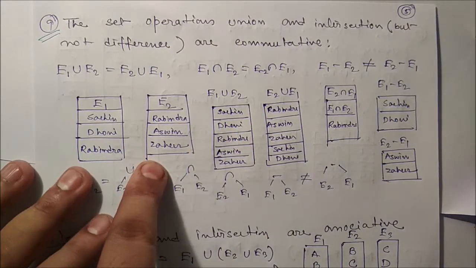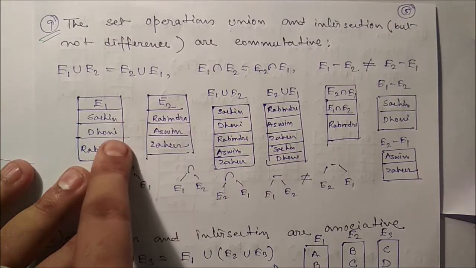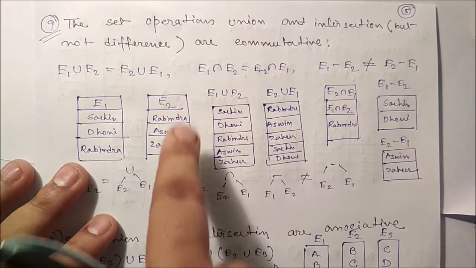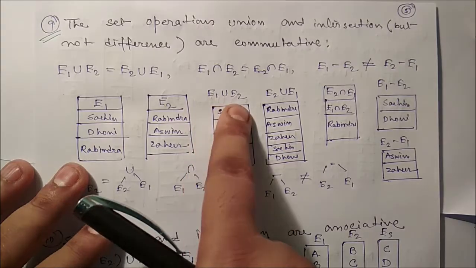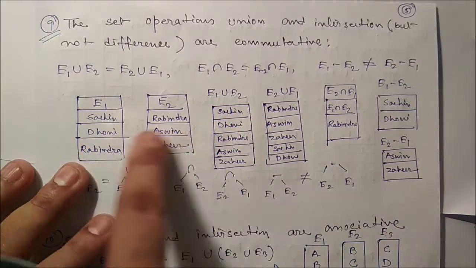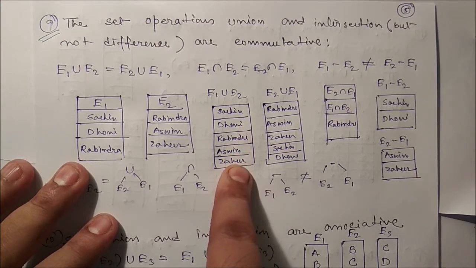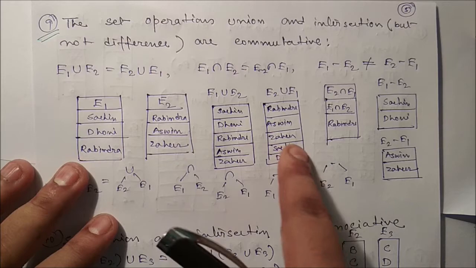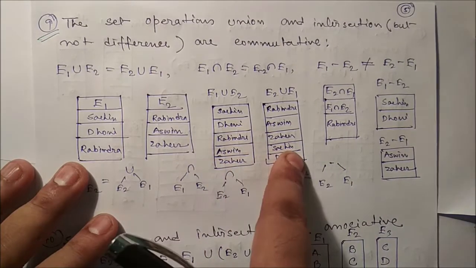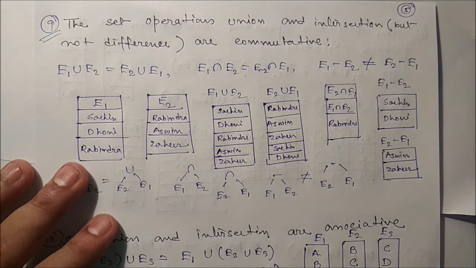So we can see one simple example. Two tables are there, E1 and E2. In E1 we have Sachin, Dhoni, Ravindra Jadeja. In E2 we have Ravindra, Ashwin and Zaheer. If you apply E1 union E2, the output will be, you merge these two data: Sachin, Dhoni, Ravindra, Ashwin and Zaheer. And if you apply E2 union E1: Ravindra, Ashwin, Zaheer, Sachin and Dhoni. Both the outputs are the same, that means both are equivalent.